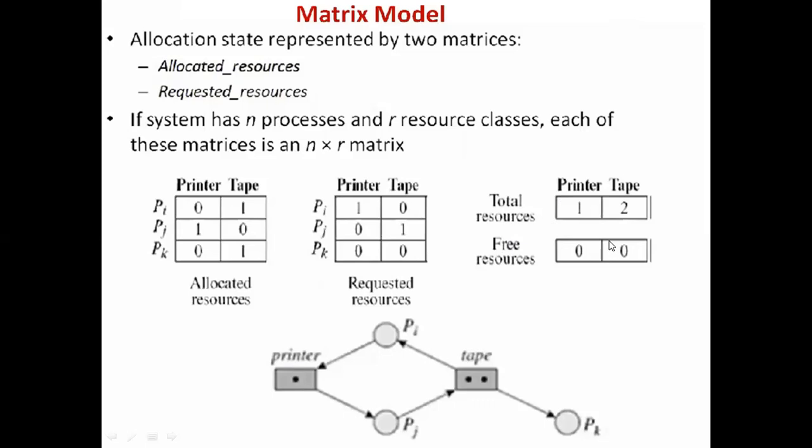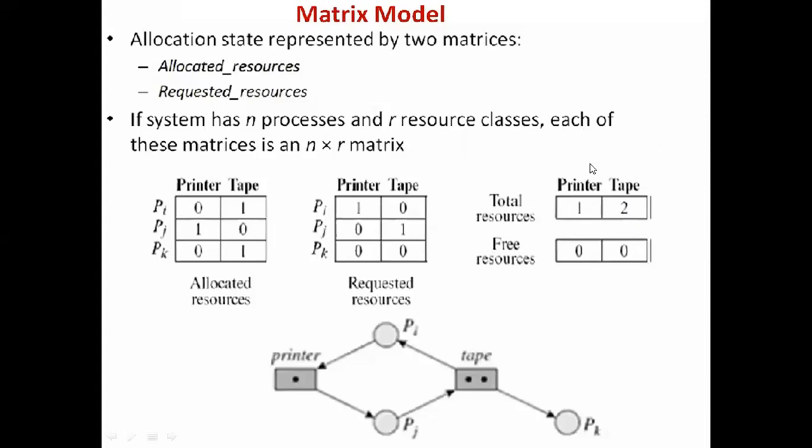Along with that, you have the resource class by name tape, and this has got 2 instances, 2 devices, 2 resources. Hence, I can write here 2. And what about the free resources or the available resources? Okay.